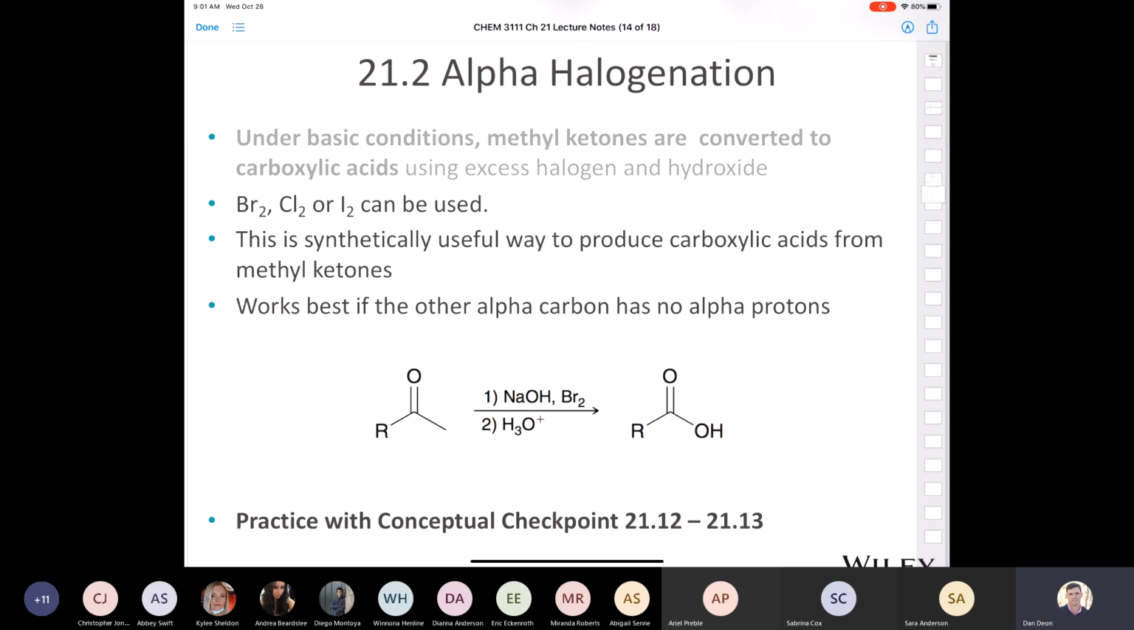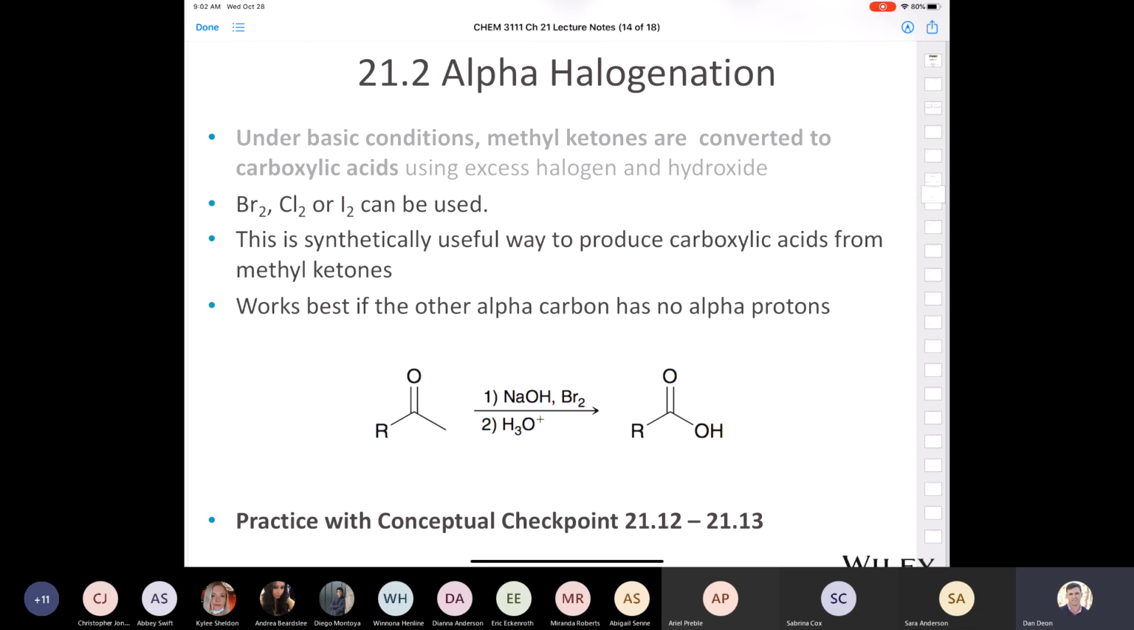Anyhow, the haloform reaction. We can do this reaction using bromine, chlorine, or iodine. So if it's iodine, it would be the iodoform reaction, then the bromoform reaction, the chloroform reaction. It's a synthetically useful way to prepare carboxylic acids from methyl ketones.